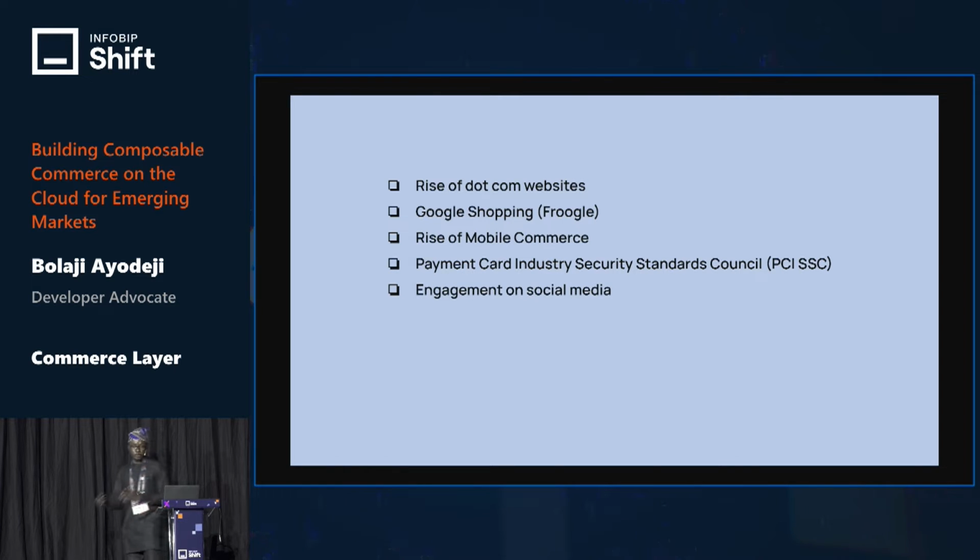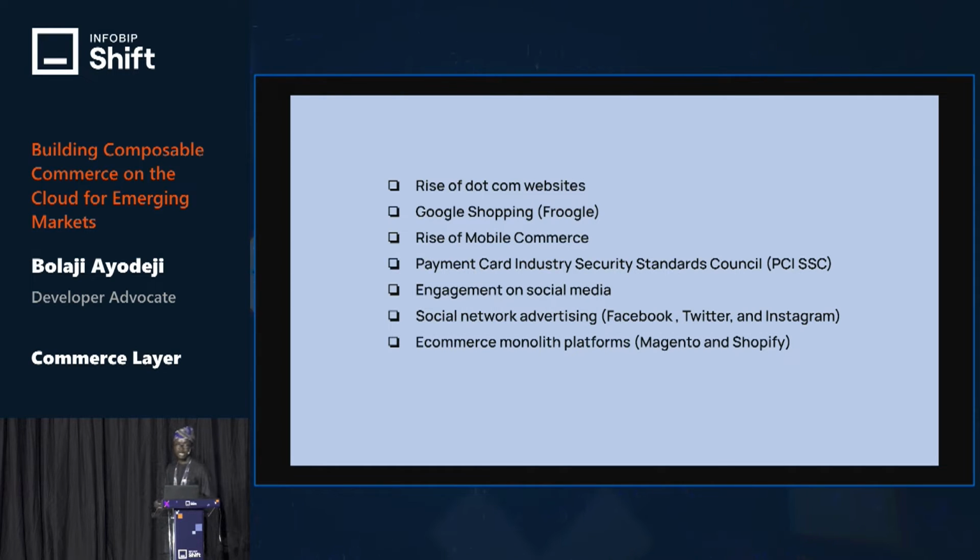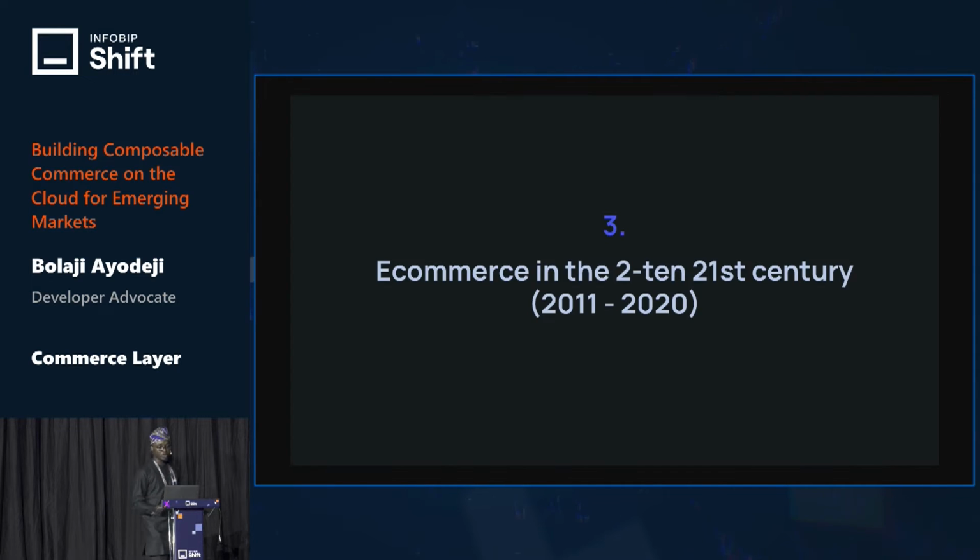And then people started using social media, so it was easier for brands to reach customers on the internet. It was also possible for brands to advertise their products on platforms like Facebook, Twitter, and others. And then we began to see the rise of e-commerce monolith platforms like Magento, Shopify, and the rest. And then more and more evolution came into place.